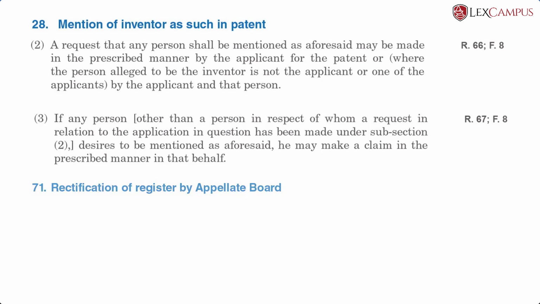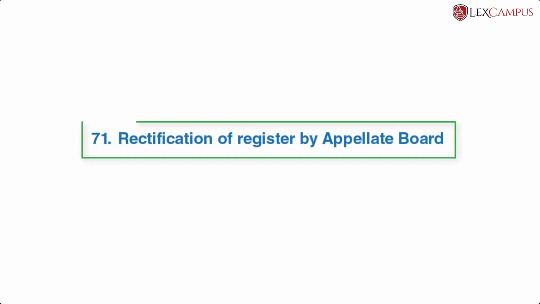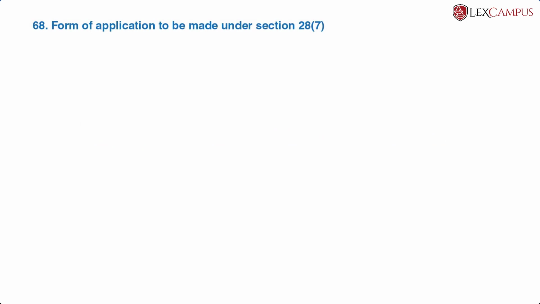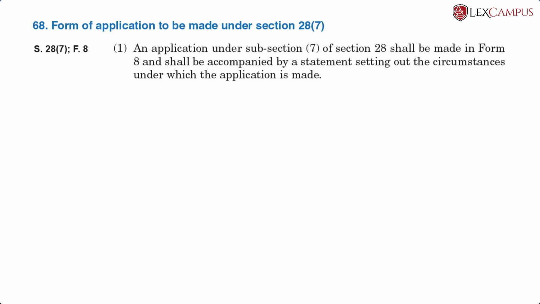So, now you will know that 28 is where it comes into play before the grant. After the grant, naturally the question comes, what if something happens? 71 is the answer. So, in 68 again, for the certificate, 68 pertains to 28(7), which is to rectify an error which has already been carried out, and the person who requests is asking for a certificate.